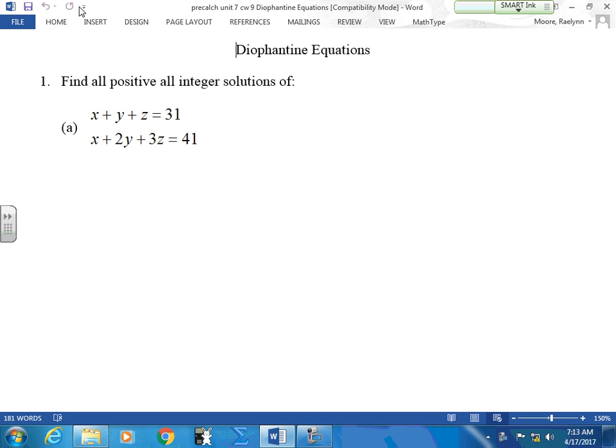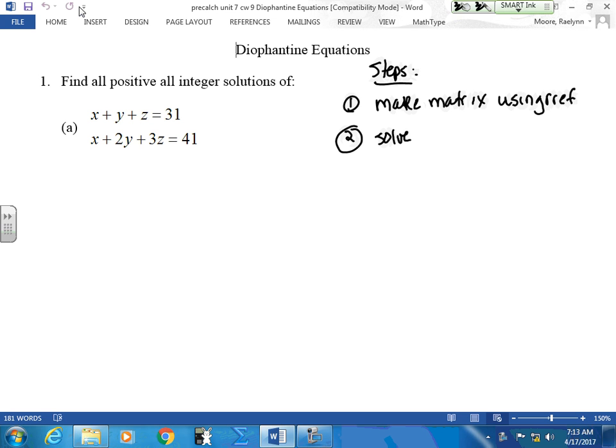So, here's the steps I want you to follow. You're going to make a matrix, and you're going to solve it using RREF. Okay. Second step, you're going to solve equations. You're going to get two equations. It'll make more sense when we do this, but I want you to have the steps down.